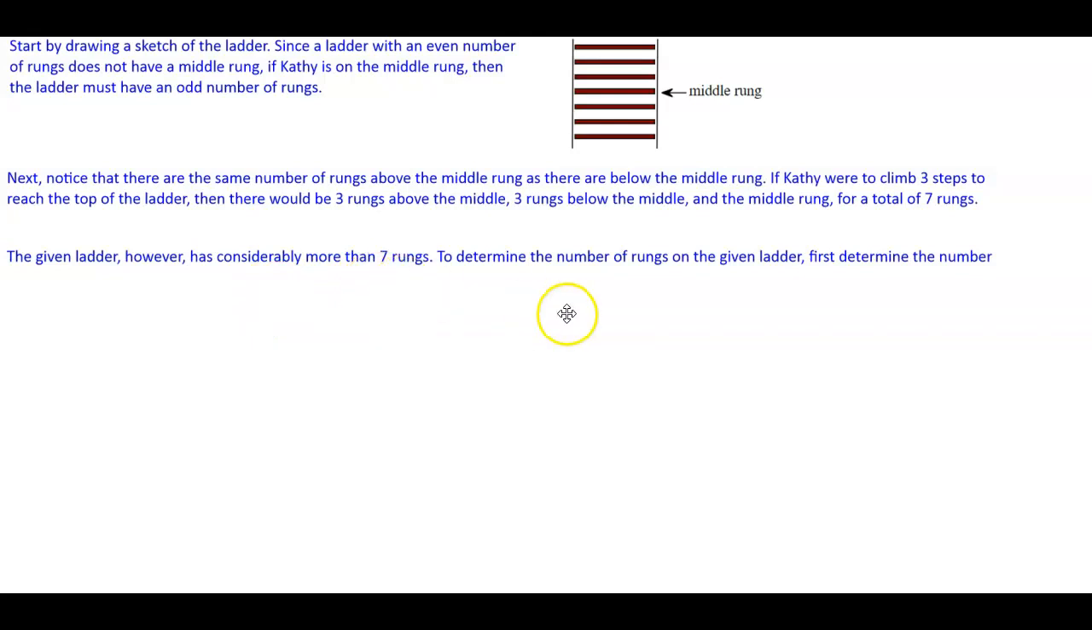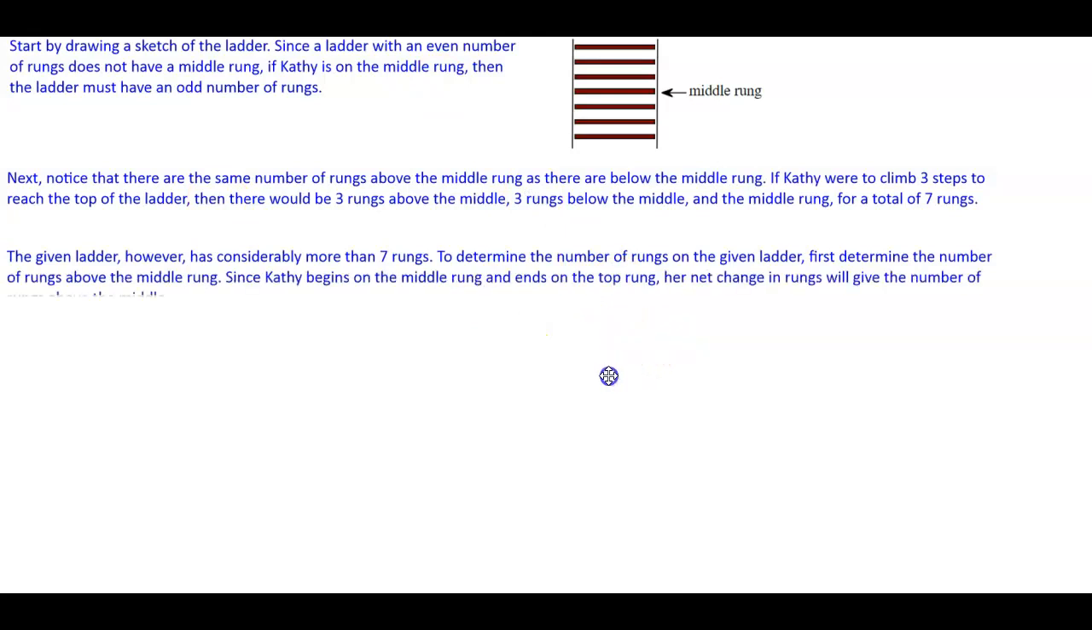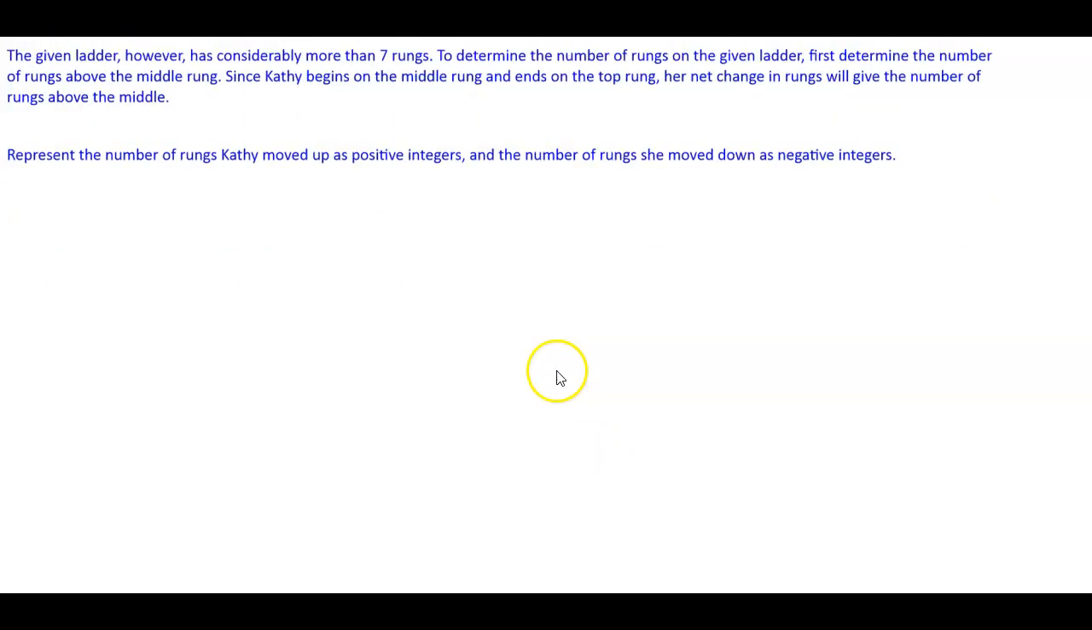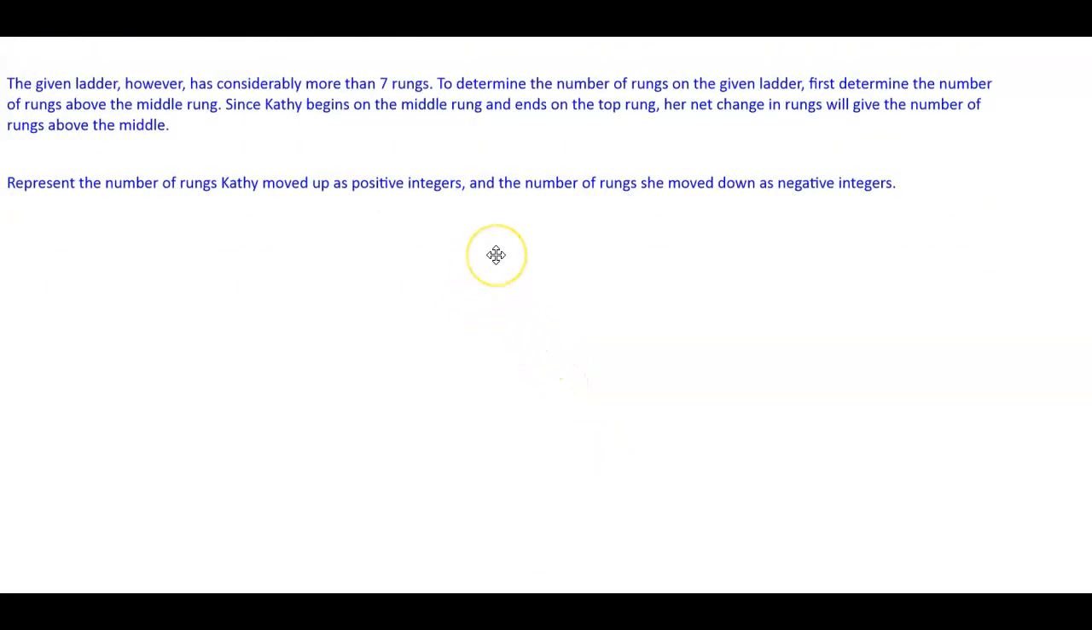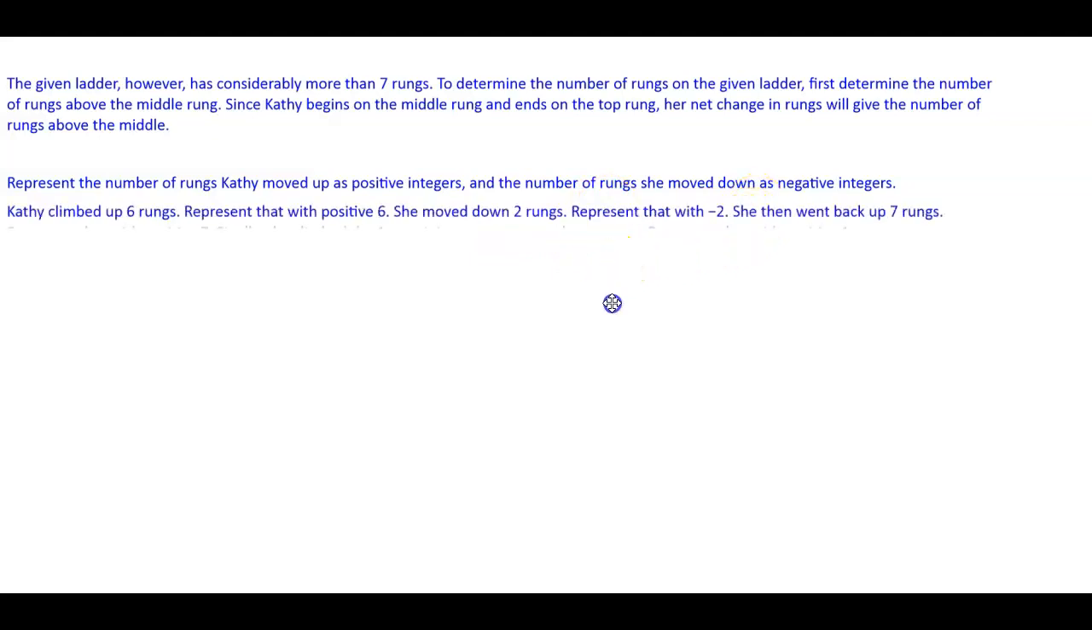To determine the number of rungs on the given ladder, we first need to determine the number of rungs above the middle rung. Since Kathy begins on the middle rung and ends on the top rung, her net change in rungs will give the number of rungs above the middle. We're going to represent the number of rungs Kathy moved up as positive integers, and the number of rungs she moved down as negative integers.